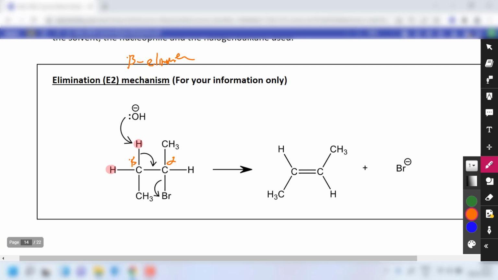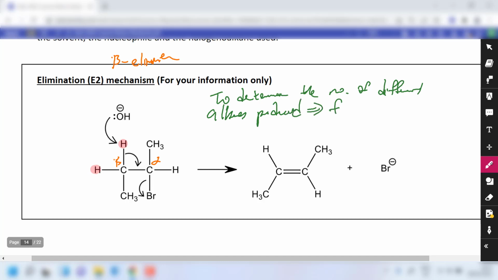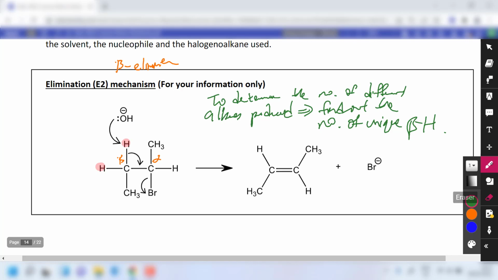In order to predict the number of elimination products, you need to determine the number of types of beta hydrogen. So maybe I should write it here. To determine the number of different alkenes produced, you need to find out the number of unique beta hydrogens. I'm sure there are examples later on which we can tap on.